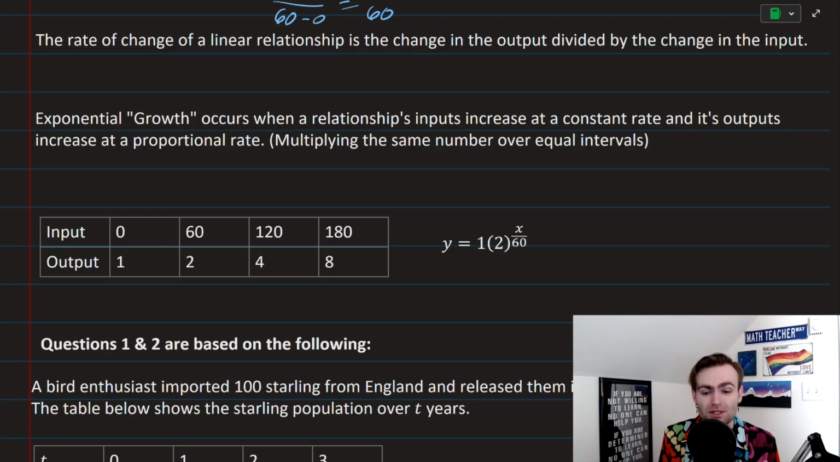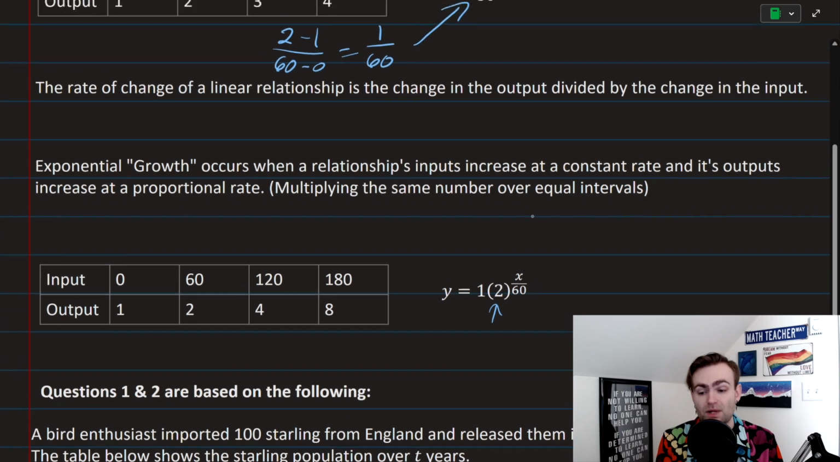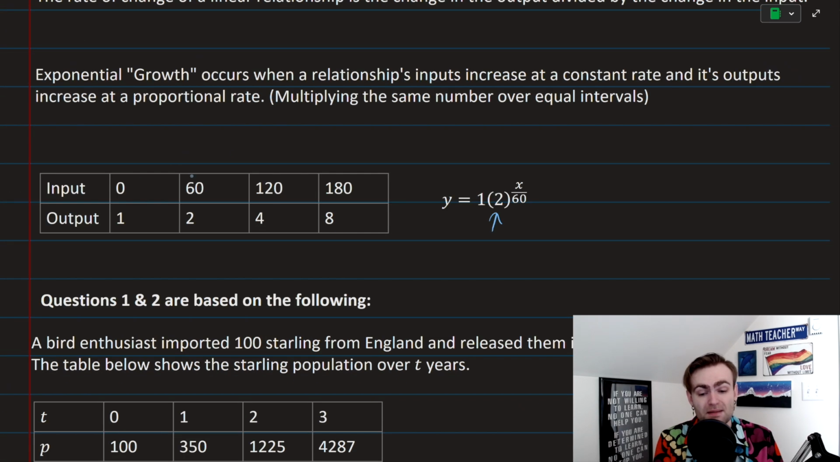An exponential relationship is when your output increases at a proportional rate and your input changes at a constant rate, meaning that the outputs are being multiplied by a number and the inputs are being added by a number. We can see that we're adding 60 for each of the inputs and we're multiplying by 2 for each of the outputs. How that looks in an equation is we can see the doubling of the output as the b value. We've talked about this a little bit in a prior video. The number being multiplied is what's being raised to the power. You could also see that the rate at which the input changes is represented by the denominator of the exponent, which is a little bit weird.